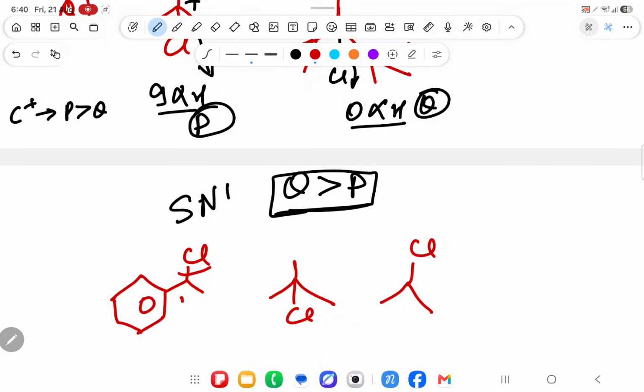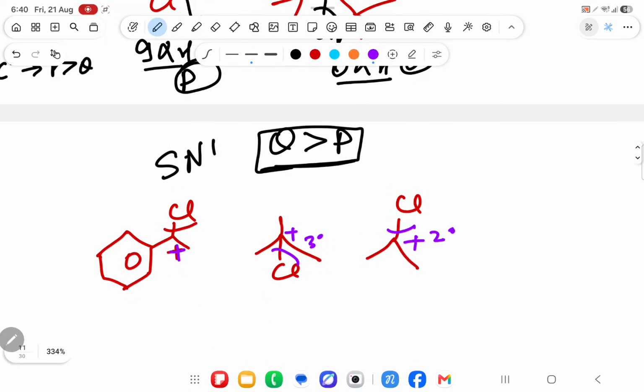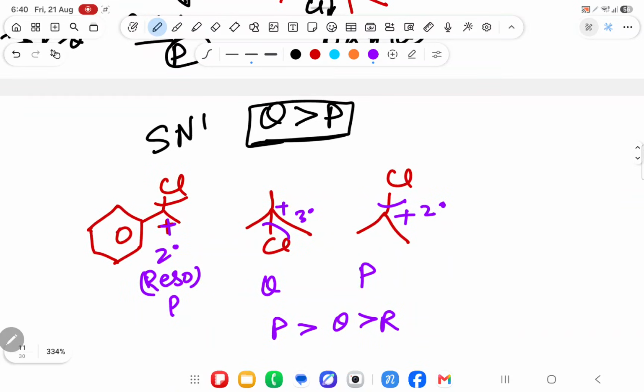Now over here, what is coming? A 2 degree plus is coming here, a 1 degree plus here, another plus here. This is 3 degree, this is 2 degree. Now over here, it is 2 degree, but resonance stabilized. The order of P, Q, R: you will say P will be more, then Q, then R. Over here 9 alpha hydrogen, over here 6 alpha hydrogen. Understood or not understood? Everyone?